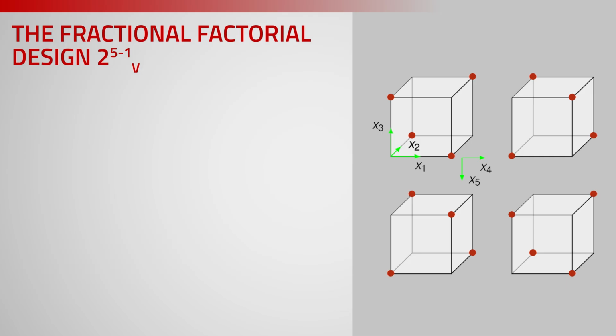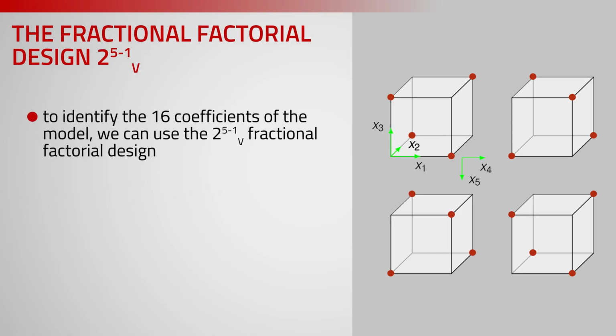And the experiments that we will realize are at the extremes of our factors. They are represented by the red dots. So you see that in each of the cubes we are representing 4 experiments. So in total it would mean 16 experiments. If we realize these 16 experiments, we can determine the 16 coefficients of our model.